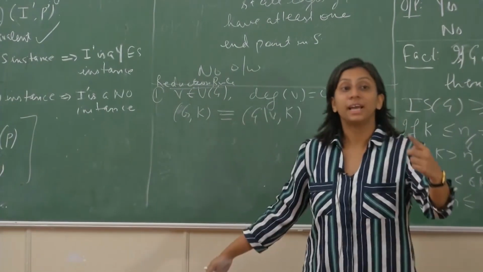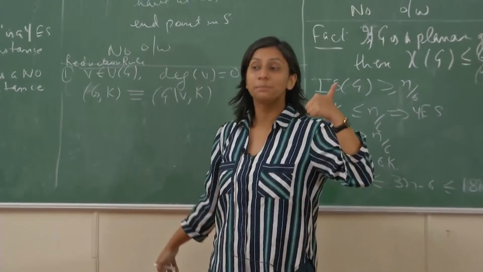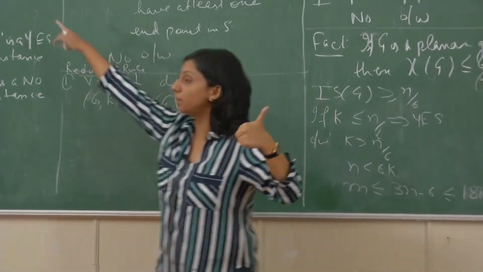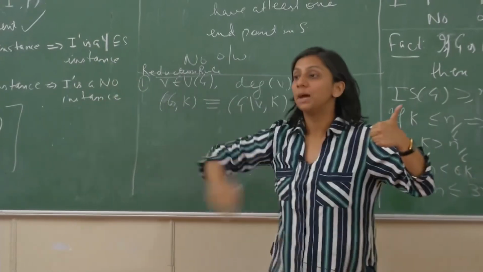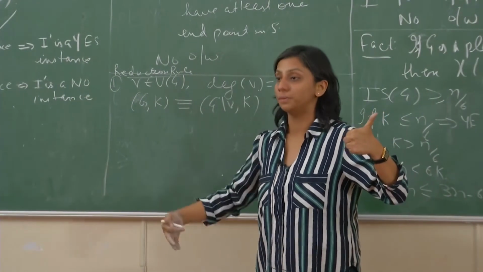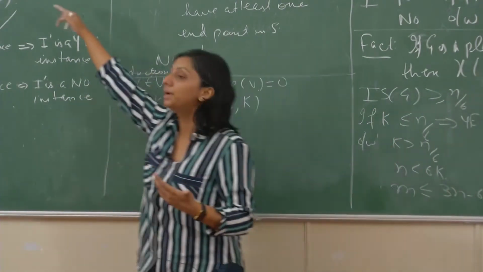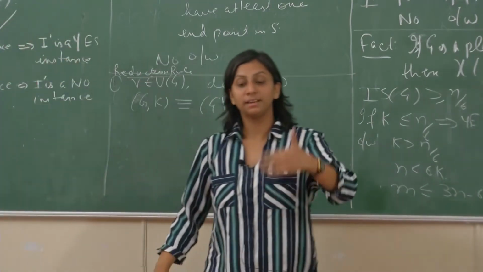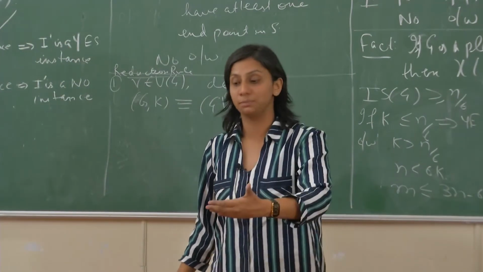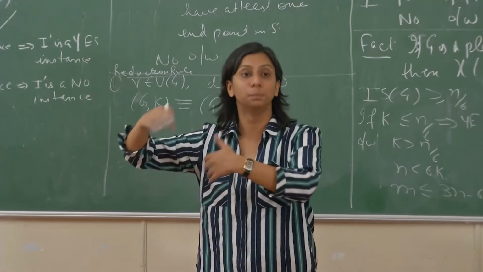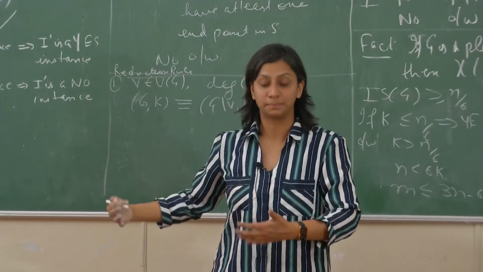Modulo each reduction rule running in polynomial time, because I want a polynomial time algorithm, and the number of times I apply reduction rules is polynomial, right? Because I want a polynomial time pre-processing algorithm. I'll apply the reduction rule one at a time until it's possible. So I should not be applying the reduction rule in loops. It should stop after polynomially many steps.